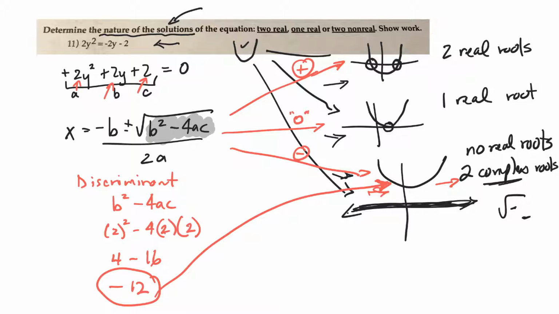What do they say? Oh, 2 real, that's this one. 1 real, that's this one. 2 non-real. Okay, instead of complex, they call it non-real. They're both the same thing. Okay, hopefully that helps you with finding the nature of solutions.